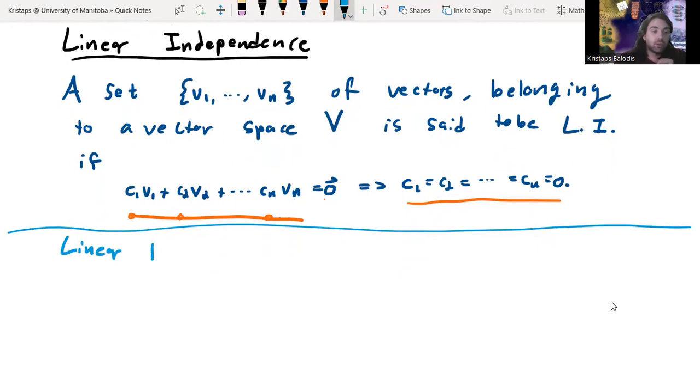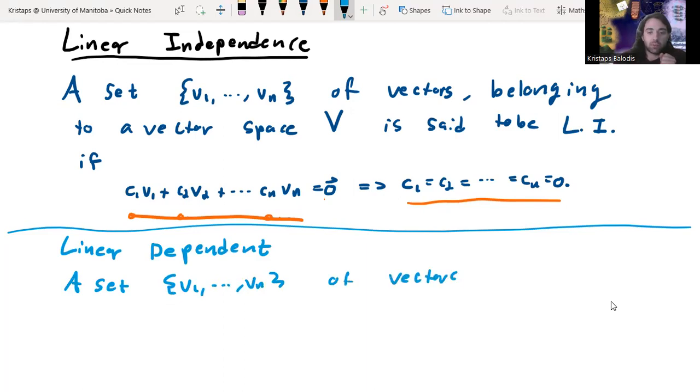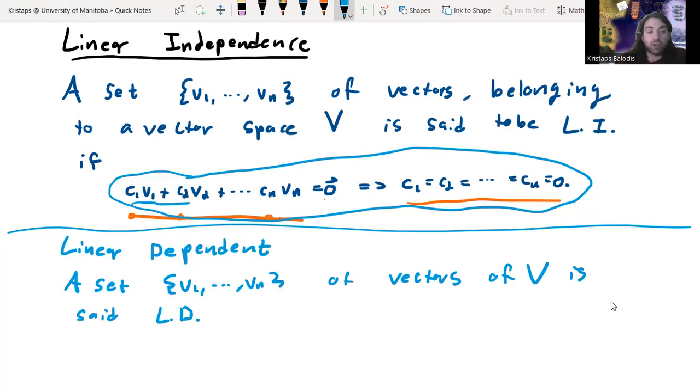So a set of vectors which is linearly dependent is just a set of vectors that is not linearly independent. So what would that mean? Well, a set of vectors v1 up to vn, and I write l.d. as shorthand for linearly dependent. If the independence statement says that the only linear combination of these vectors resulting in the zero vector is to take each coefficient equal to zero, then the negation means that there is some linear combination, with not all coefficients zero, that is the zero vector.